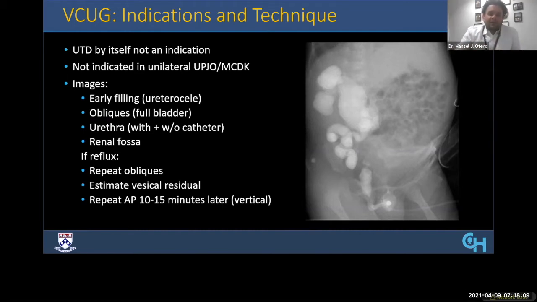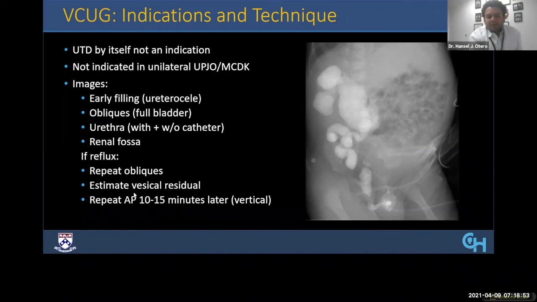And in terms of imaging, just remember that for BCUG, we're going to do an early filling because that can show us a ureterocele better. We are going to do obliques with full bladder because we want to see if there is grade 2, grade 1 reflux, or if we're going to see, again, diverticula from the bladder. We take pictures of the urethra with and without the catheter, and we take pictures of the renal fossa. If we see reflux, it's important. This is very important for management. If you see reflux, you need to repeat or provide a delay imaging that includes the kidneys and the bladder.